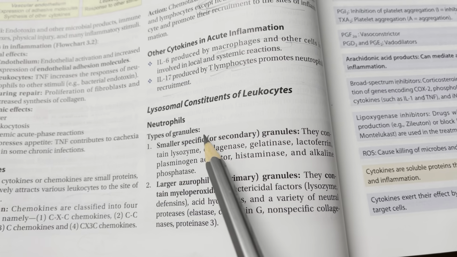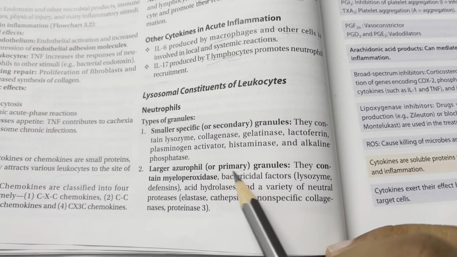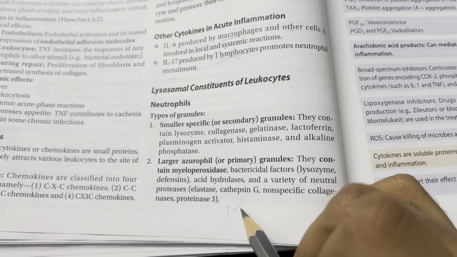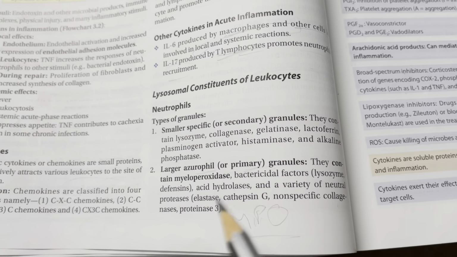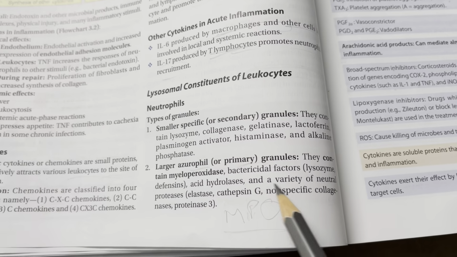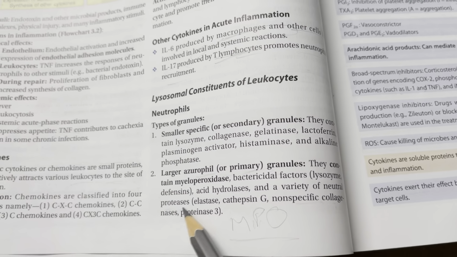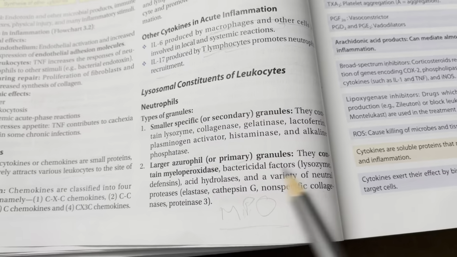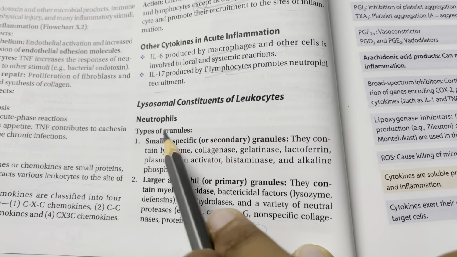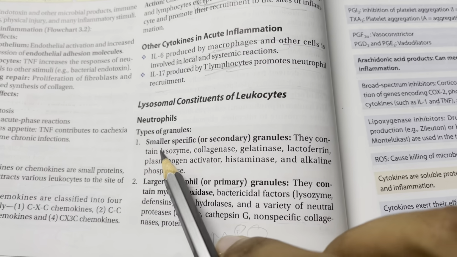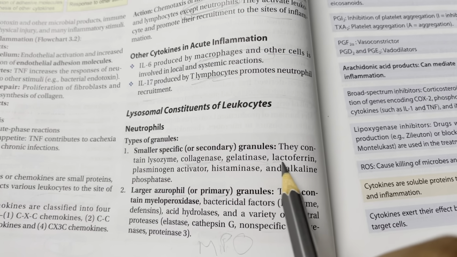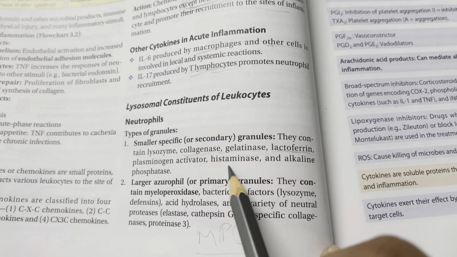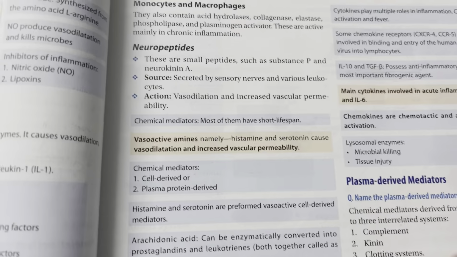Next, lysosomal constituents. Neutrophils have 2 types of granules. The larger azurophil or primary granules contain MPO. MPO is large, P for primary, so primary granules. They also have non-specific collagenase, non-specific neutral proteases, acid hydrolases, bactericidal factors, etc. And the smaller specific or secondary granules, SSS: smaller, specific, secondary, contain lysozyme, collagenase specifically, gelatinase specific for gelatin, lactoferrin, plasminogen activator, histaminase, alkaline phosphatase, etc.